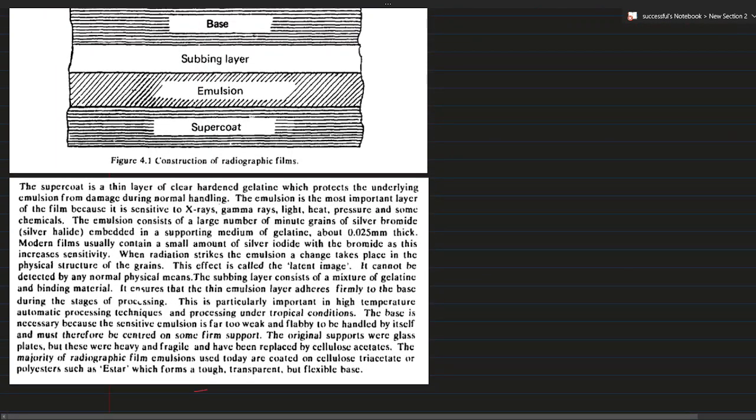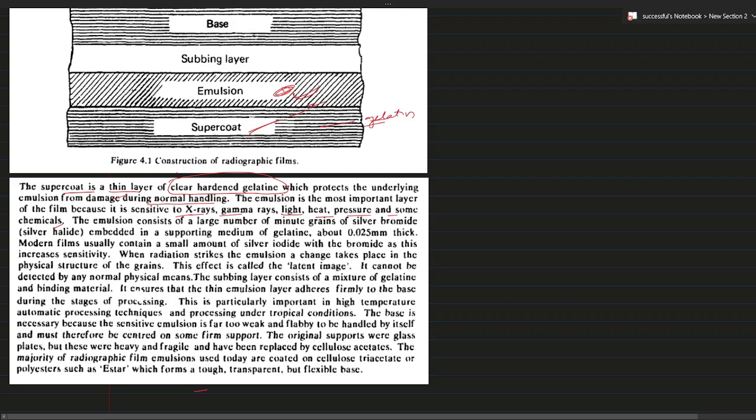Next, the supercoat. The supercoat is a thin layer of clear hardened gelatin. What is the purpose of this? It protects the underlying emulsion from damage during normal handling. The emulsion is the most important layer of the film because it is sensitive to X-rays, gamma rays, light, heat, pressure, and some chemicals. In order to protect this emulsion, a supercoat is there. It is clear hardened gelatin, right? To protect this emulsion, we are using this supercoat.